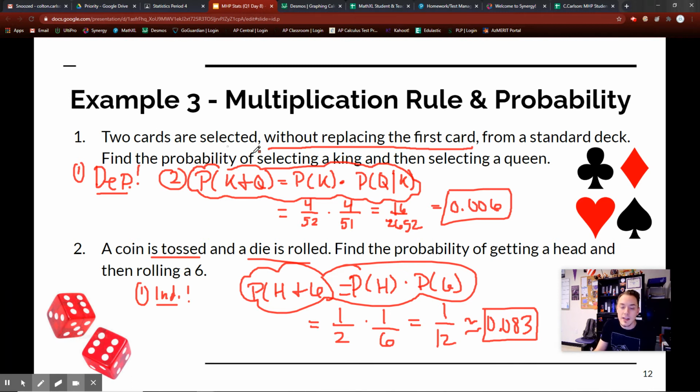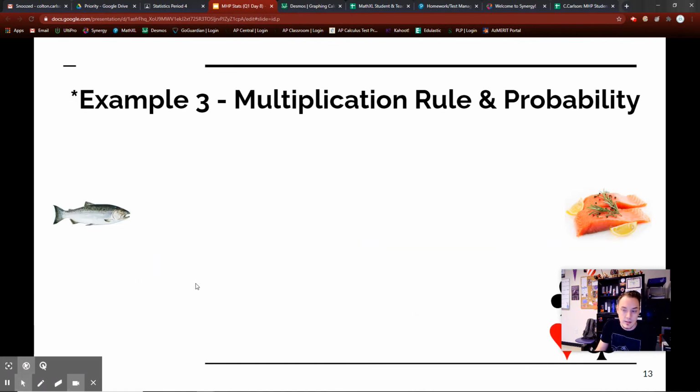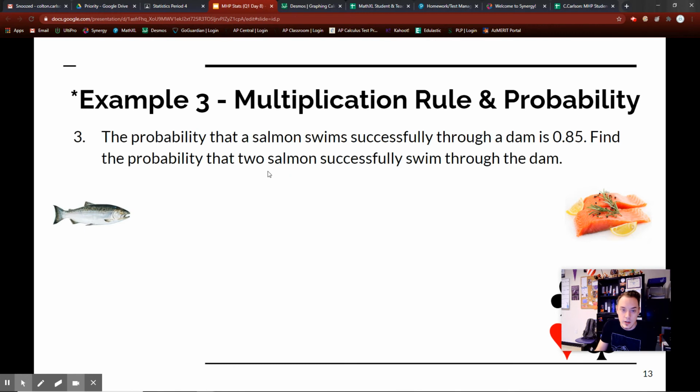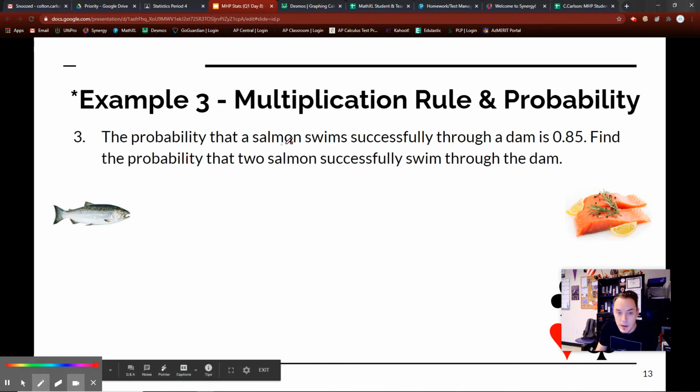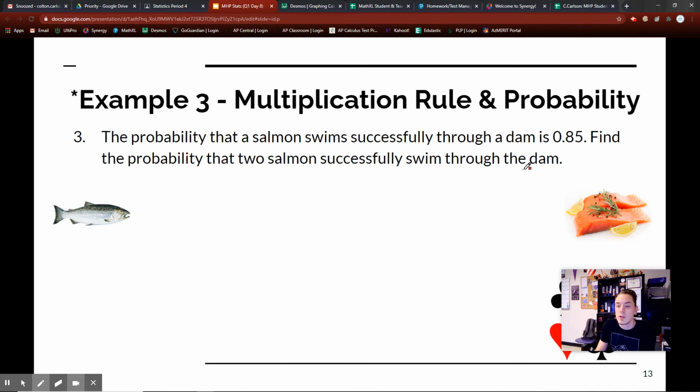So this is dependent, what it will look like, and this is independent, what it will look like. Let's erase. Let's go on and go to this one, okay? To kind of get some more structure to it. Find the probability that the two salmon successfully swim through the dam.